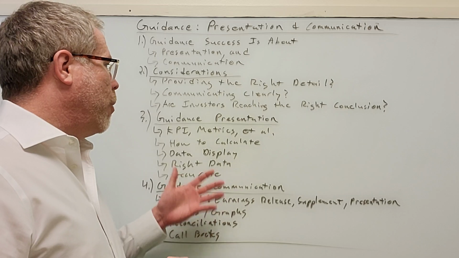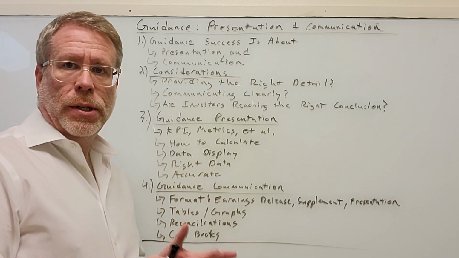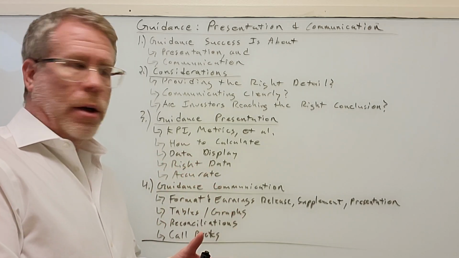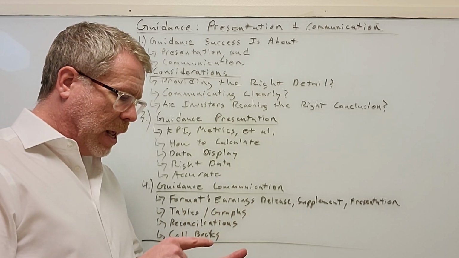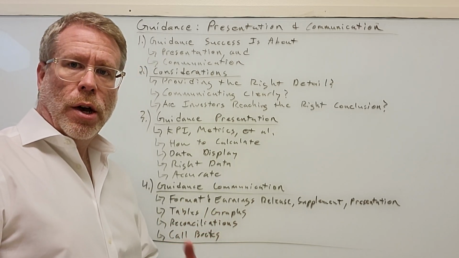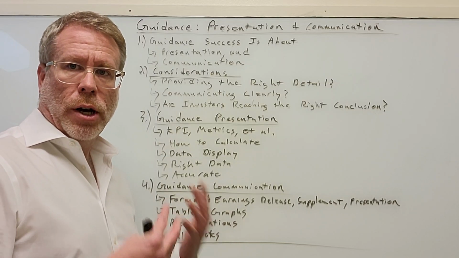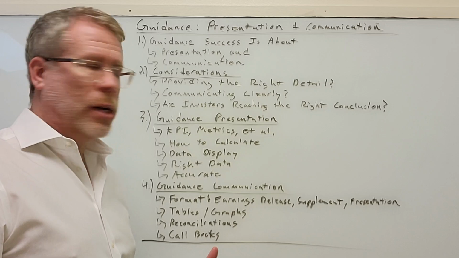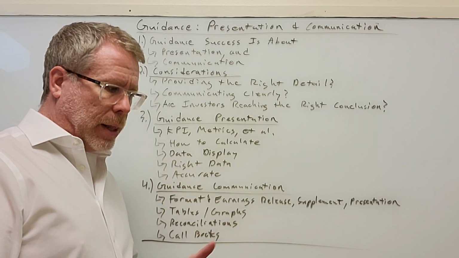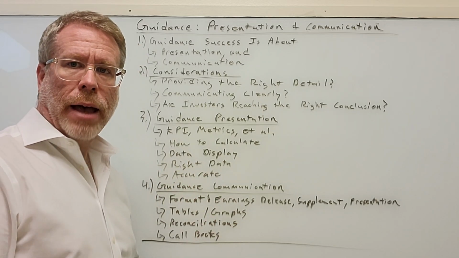And so what are the components of the guidance presentation variable? Well, it's this idea of, are you communicating the right KPIs, the right metrics, the right inputs to price times quantity for investors to build a model or to understand the financial model of the business? Second is, are you telling them how to calculate those components accurately?